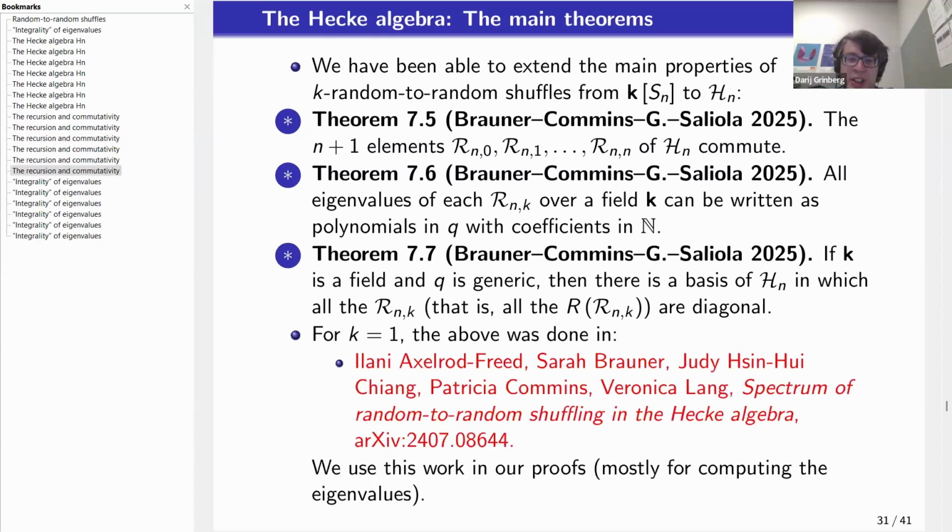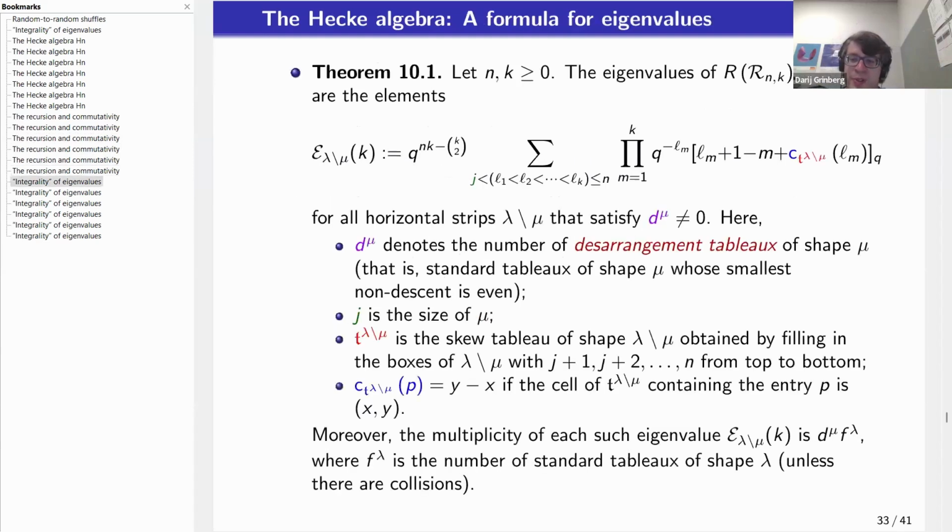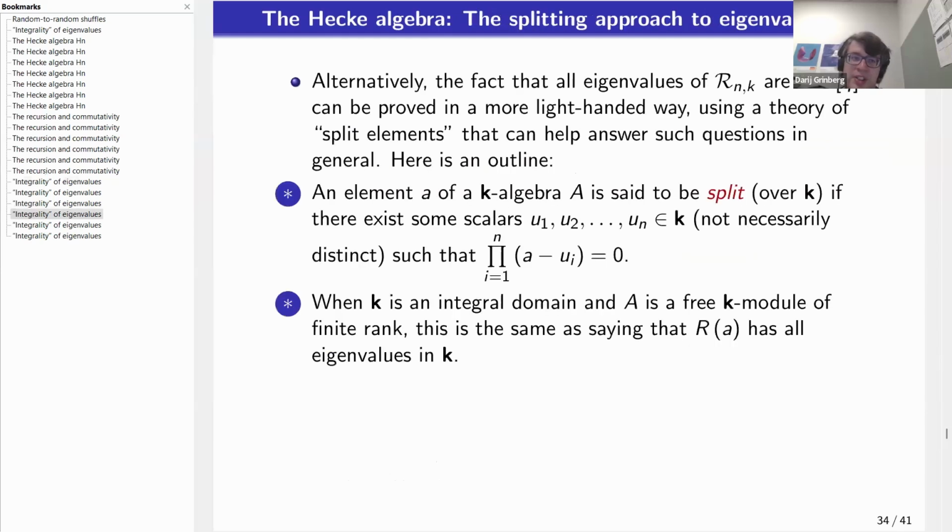We know the eigenvalues too, we know the multiplicities too. There is the same recursion we did before. It's true, except that the integer becomes a Q-integer. Well, there is also a weight now. And the same eigenvalues formula is true again with Q-weights and Q-integers.